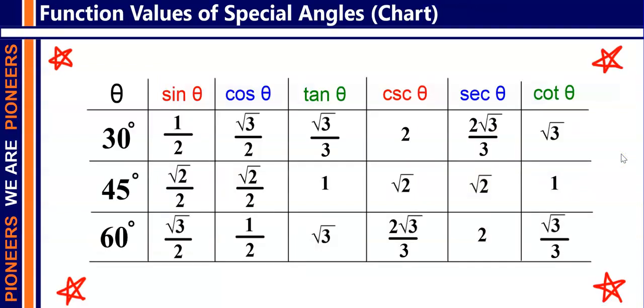Here's the chart that goes with it. So if you needed to find what the cosecant of 45 degrees is, then you can clearly say that it is the square root of 2.